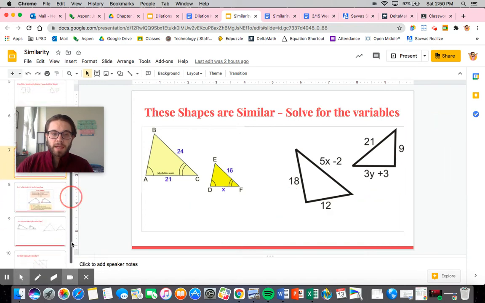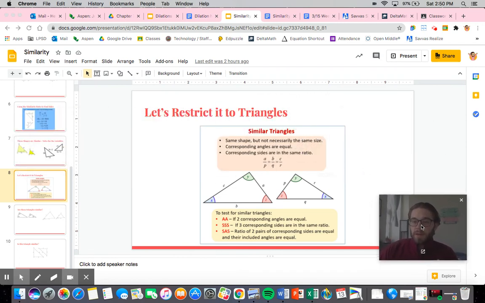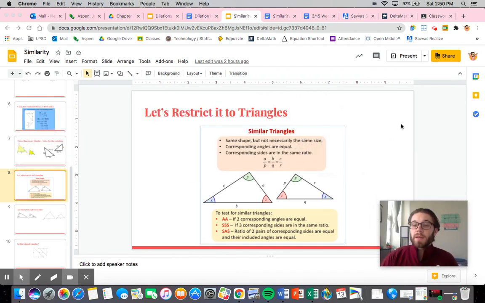All right, last thing. If we were to restrict it to triangles, there's a couple ways that we can determine that we have similar triangles. A similar triangle is the same as any other similar polygon. The sides are in proportion, and the angles are congruent. So there's three ways for us to determine if a triangle is similar.